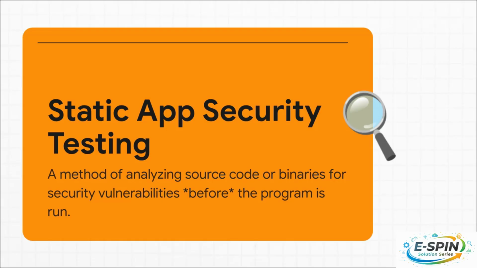See, SAST analyzes the application's actual blueprint, the source code itself, to find these potential problems before the program is ever even run. It doesn't need to see the software in action to find a weakness, which is pretty cool.